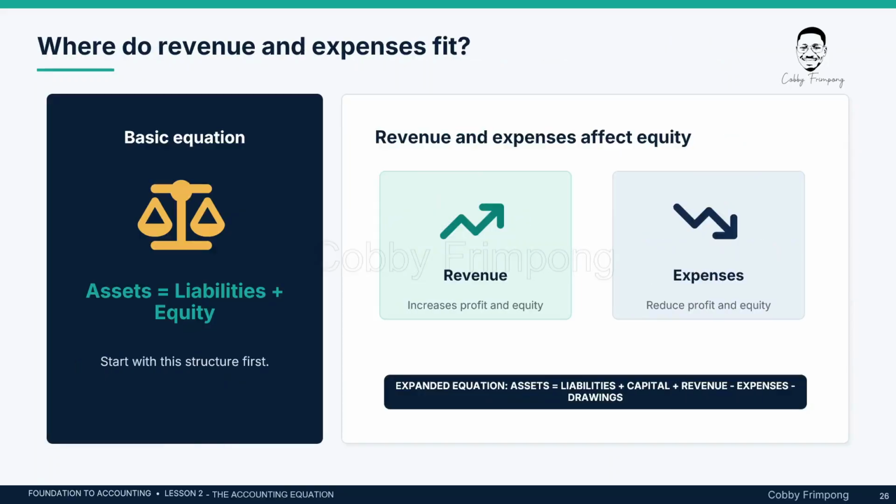Where do revenue and expenses fit? Revenue and expenses affect equity. Revenue increases profit, and profit increases equity. Expenses reduce profit, and reduced profit decreases equity. Some people use the expanded equation, but beginners should first remember the basic structure: assets equals liabilities plus equity.